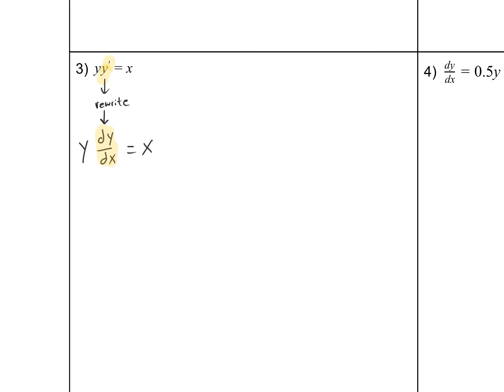Okay, so now we separate. Oh man, highlighter mode. I told you it's late.